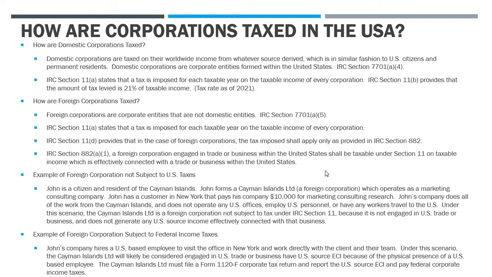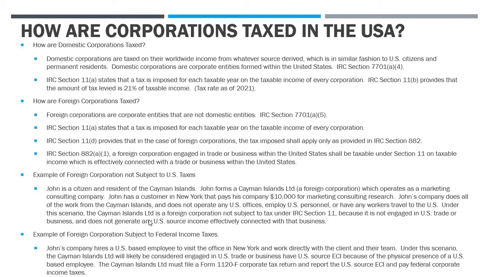Well, let's look at two examples here, and hopefully this will illustrate the point for us. So John, he's a citizen and resident of the Caymans. He forms a Cayman Islands Limited Company, right? This is going to be a foreign corporation. If we look up 7701(a)(4) and (a)(5), we'll see that the Cayman Islands Limited Company is going to be a foreign corporation. And he's operating this business as a marketing consulting company. So John has a customer in New York that pays his company $10,000 for marketing consulting research. John's company is based in Cayman. It does all the work from Cayman. It doesn't have any U.S. offices, no U.S. employees, and no workers that have to travel to the U.S.